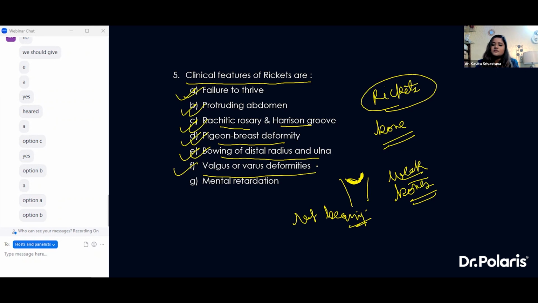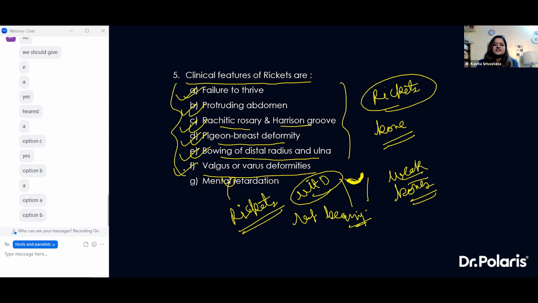Valgus and varus deformities. Again, bony deformities. There could be either abduction or adduction deformities. So valgus or varus deformities are also seen. Mental retardation does not happen in rickets. It can happen early in the stages, in pregnancy, or maybe in the perinatal period when vitamin D levels are very, very low. But in a toddler or a school-going child, if there is vitamin D deficiency, there will not be mental retardation. So rickets has all these important features except mental retardation. Is it clear?